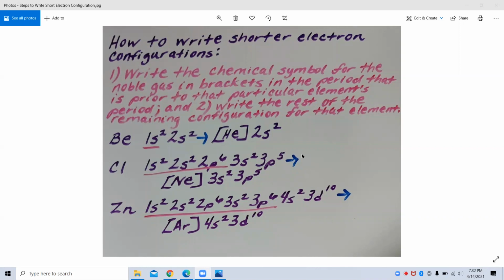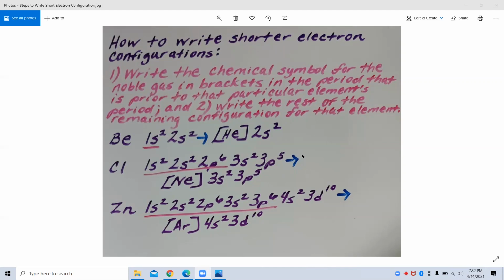So first, what you have to do is write the chemical symbol for the noble gas in brackets and the period that is prior to that particular element's period. And number two, write the rest of the remaining configuration for that element. And the best way to learn this is to look at some examples. So let's look at beryllium.